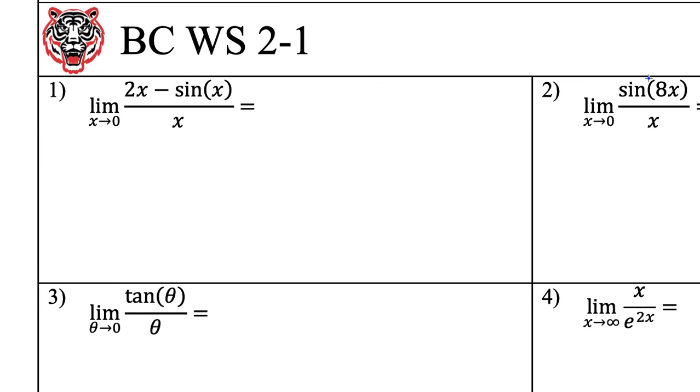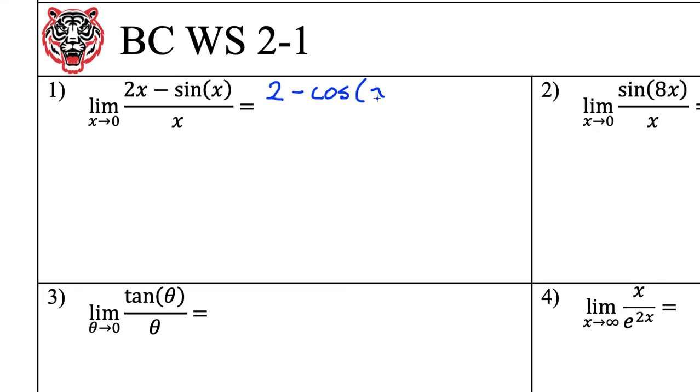Let's do number 1. When I plug in 0, I get 0 minus sine of 0, which is 0, so I get 0 divided by 0. That's indeterminate form. You don't have to check that each time because they are all going to be indeterminate form for this worksheet. So what do I do? I use L'Hopital's rule. I take the derivative of the top. The derivative of 2x is 2. Derivative of sine is positive cosine, and I saw that minus sign, so minus cosine of x.